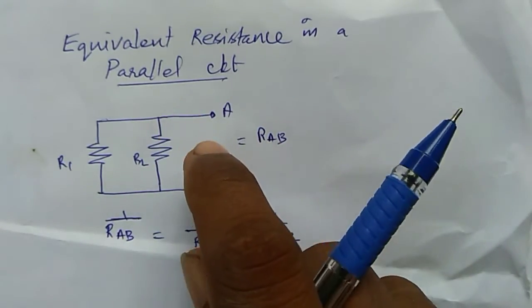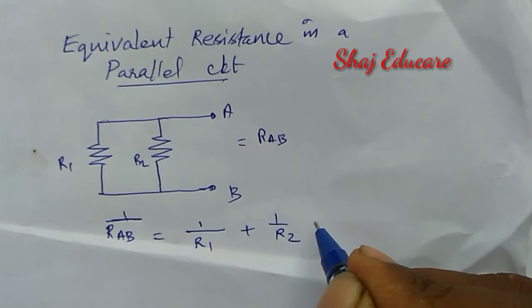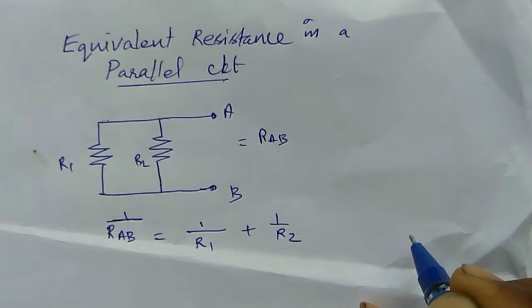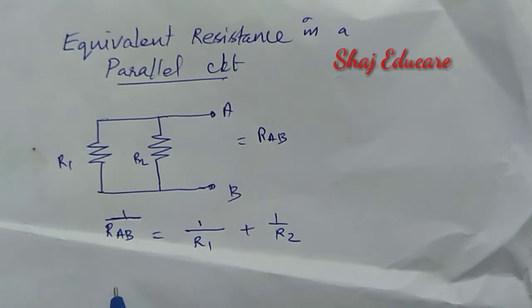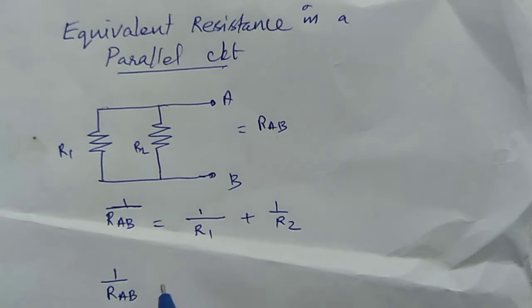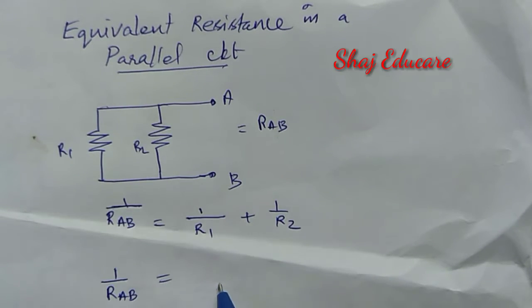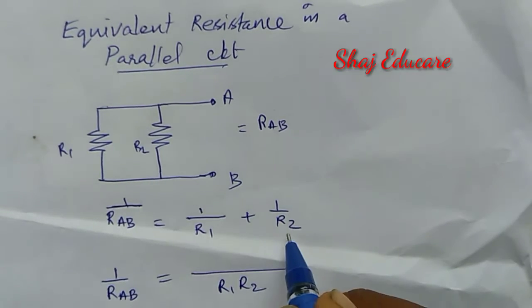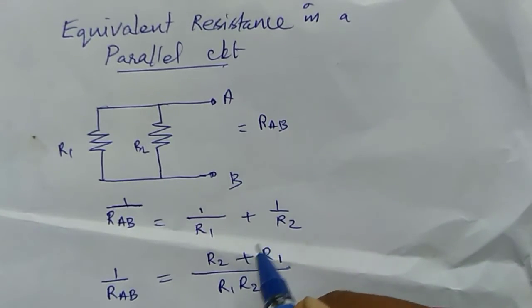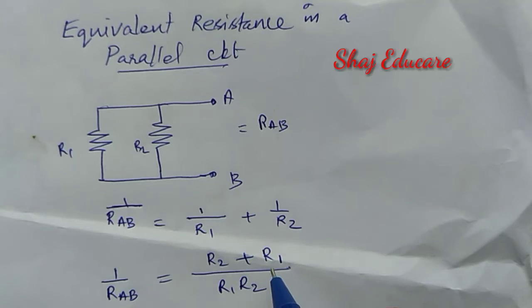Suppose we have more resistances, let us add plus 1 by R3 plus 1 by R4, etc. Now I'm going to write the right hand side. The LCM should be R1 into R2. Then R2 plus R1 if we cross multiply.